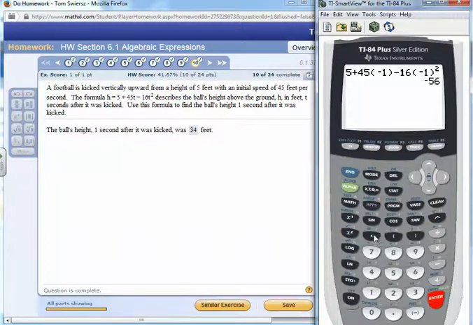Whoa, I did something wrong. 5 plus negative 16. I'm sorry, I'll pause. What am I thinking? After 1 second, x is 1, okay? Oh boy, I'm not thinking. X is 1, 45 times 1. 1 second has elapsed, so it's positive 1, minus 16 times 1 squared. All right, much better. There's our correct answer, 34. Sorry about that.